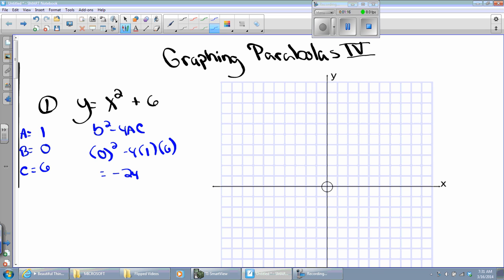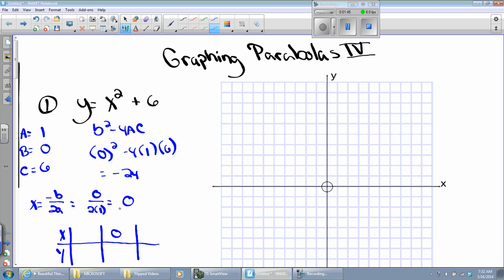So now I go ahead and I find my vertex. X equals the negative of b over 2a. And so I'm going to get 0 over 2 times 1, which is just 0. All right, now I plug 0 in here. And if I want, I can make a little input-output table. The math for this should be simple, though, at least for the vertex. I'll plug 0 in. And when I plug 0 in here, I get 6 out, right? So my vertex is at 0, 6. 1, 2, 3, 4, 5, 6.